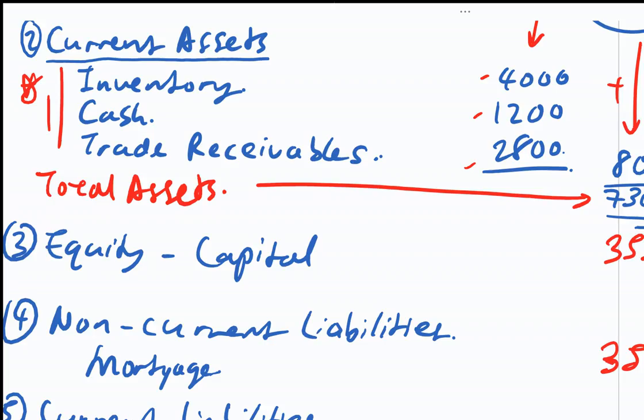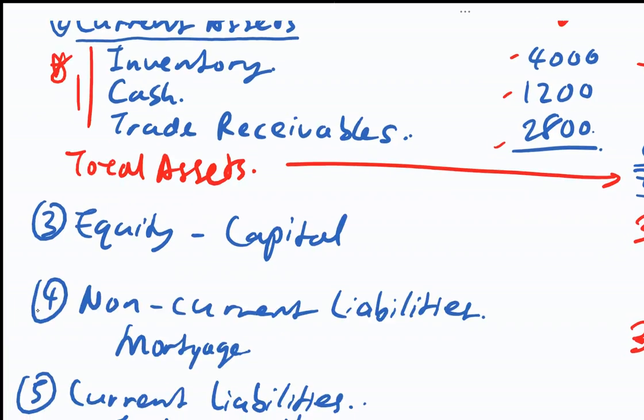We actually have a line here saying that this 73,000 refers to total equity and liabilities. You probably don't need to write this in the exam. That's about it. Quite simple.